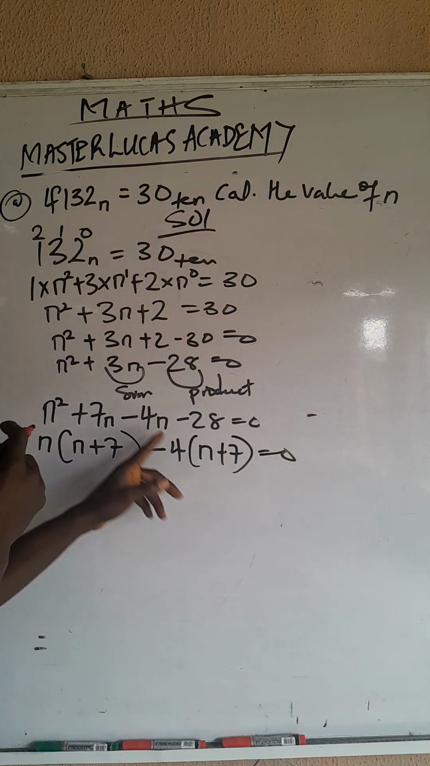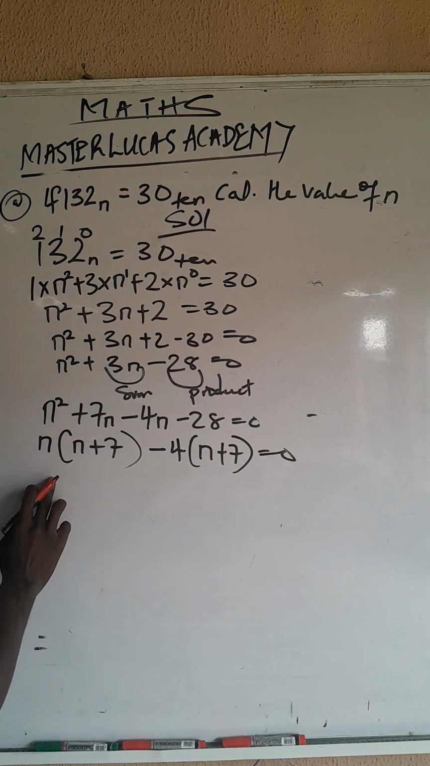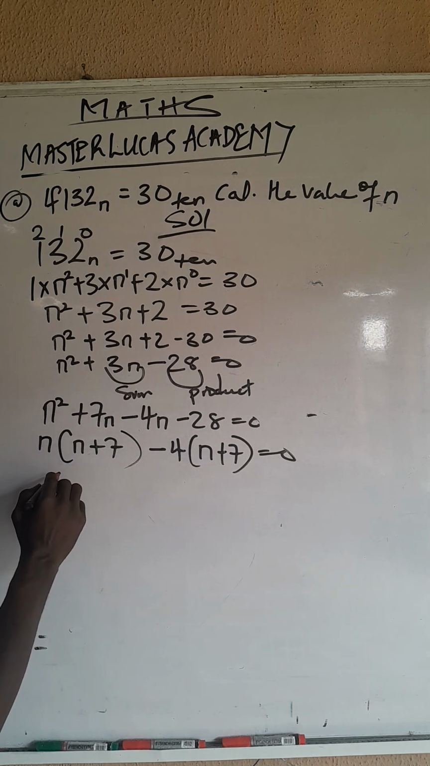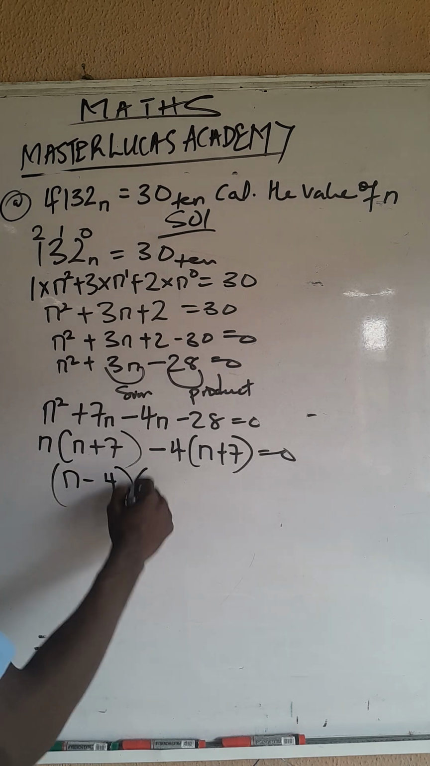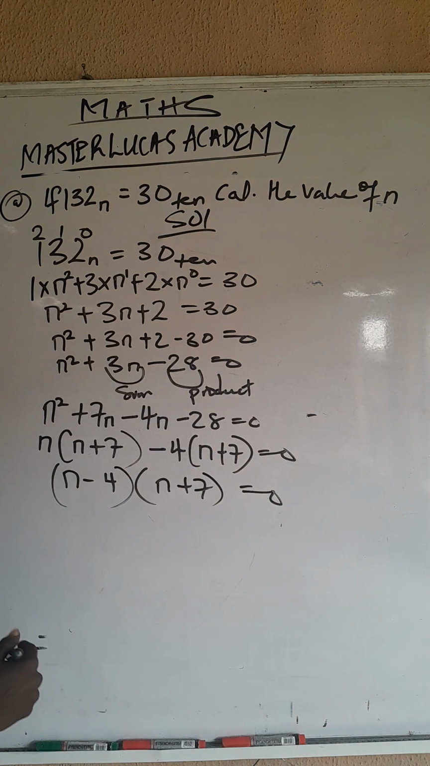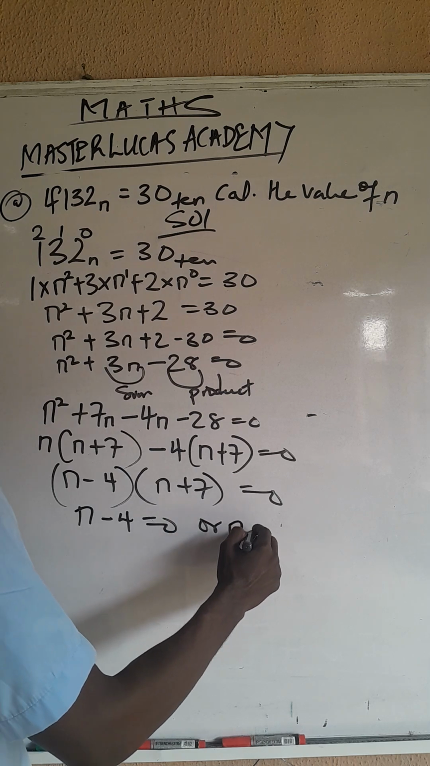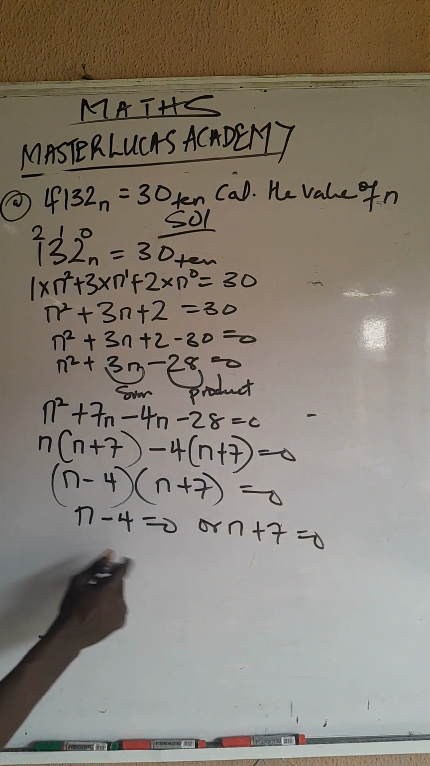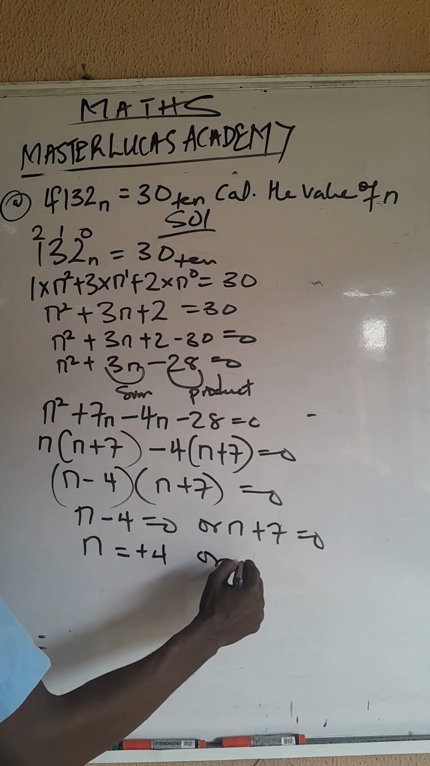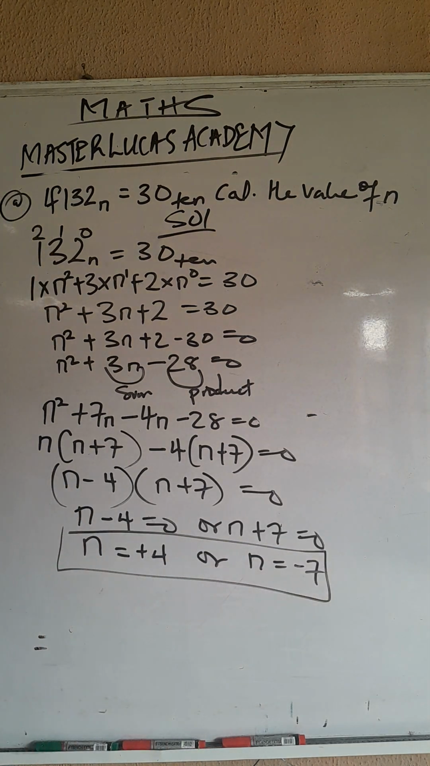equals 0. This times this will give you this, and I'm very sure this times this will give you this one here. So the next thing, we are factorized already. So this and this will give you n minus 4, close the bracket, one of this one, n plus 7, close bracket, equals 0. Now bring them close. n minus 4 equals 0, or n plus 7 equals 0. Bring this here, you are going to have n equals plus 4, or n equals minus 7. That is exactly where we are going.